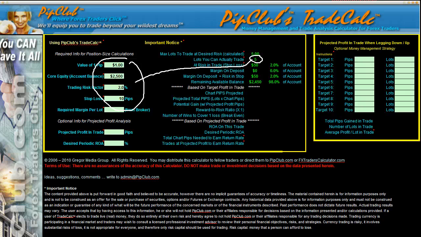It'll also tell you, in this particular case, the value of the lots you have in the stop loss, which means if your stop loss got totally overrun, that's how much this trade would cost you and would be deducted from your balance, in this case leaving you $2,450.